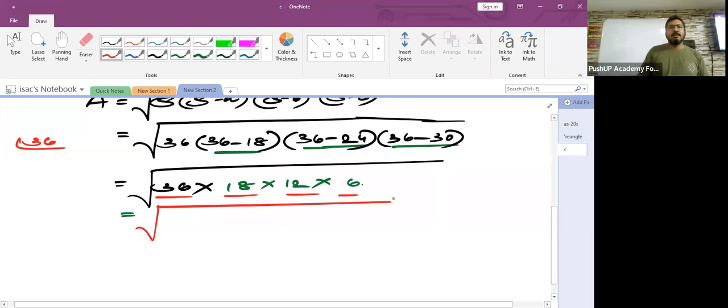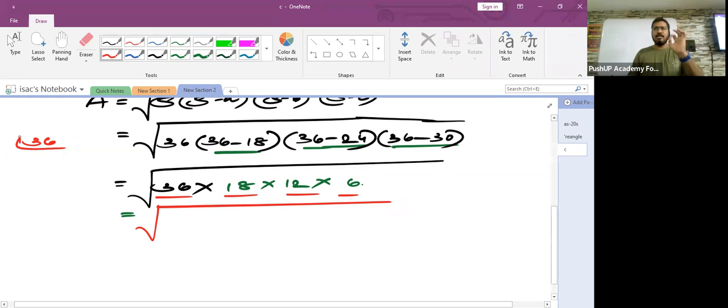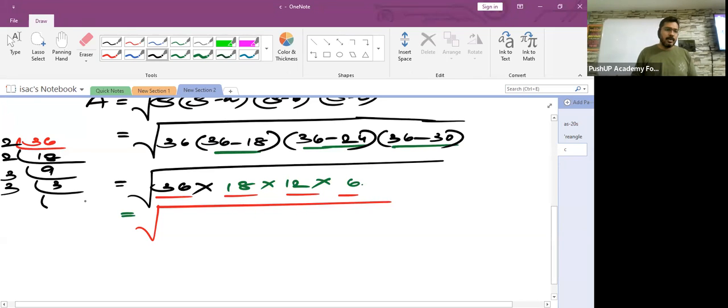All right. Now, let me tell you a fact. 36 is 6 into 6. Very good. Children, I'll tell you something. When I ask you to do prime factorization of 36, this is the usual step which you follow: 2 into 18, 2 into 9, 3 into 3, and then 3 into 1. This is what you usually do, isn't it?